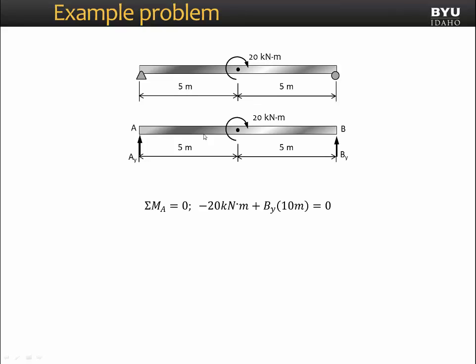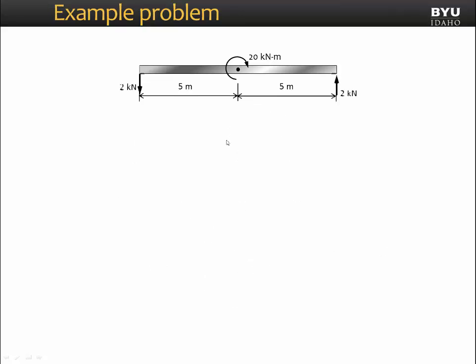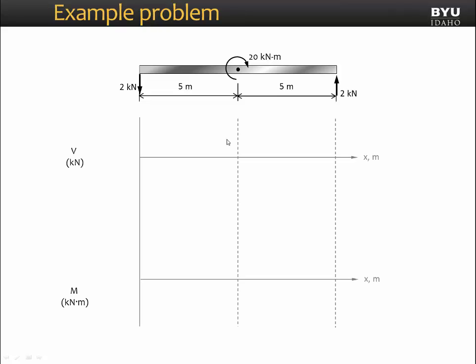Summing moments about point A, we can calculate the reaction force at B, which is equal to 2 kilonewtons. Positive, which means we drew our arrow correctly here. Now, summing forces in the y direction to solve for our reaction force at A, we can calculate that it is negative 2 kilonewtons. So I've drawn my arrow the wrong direction. Now we'll draw the shear and bending moment diagrams.